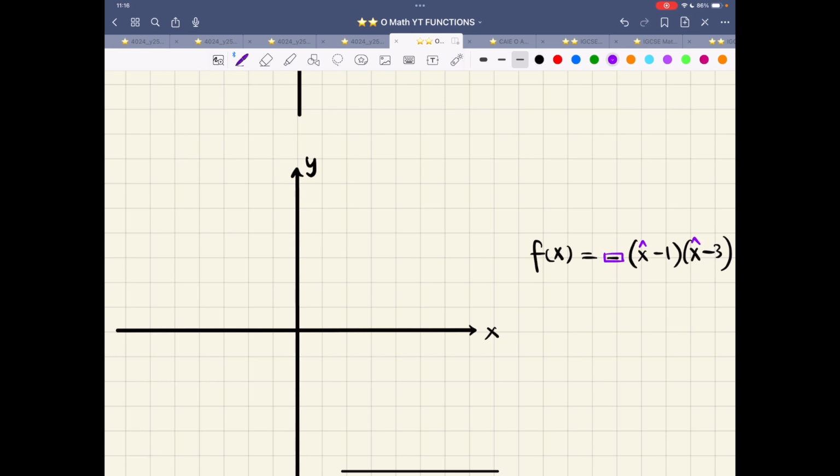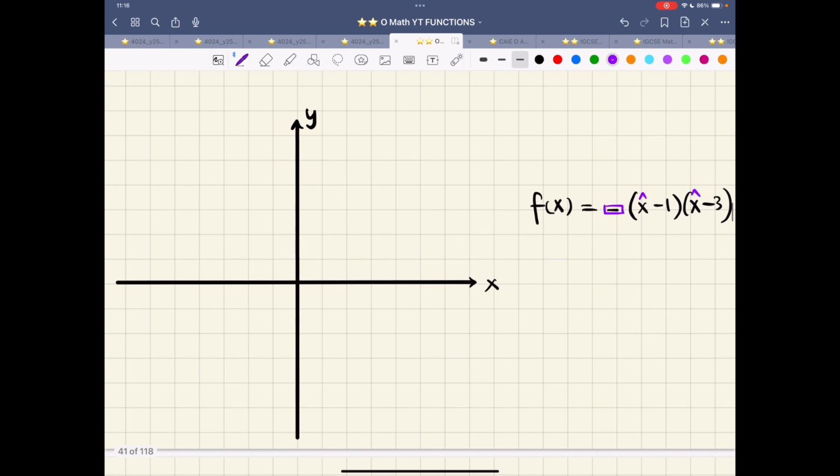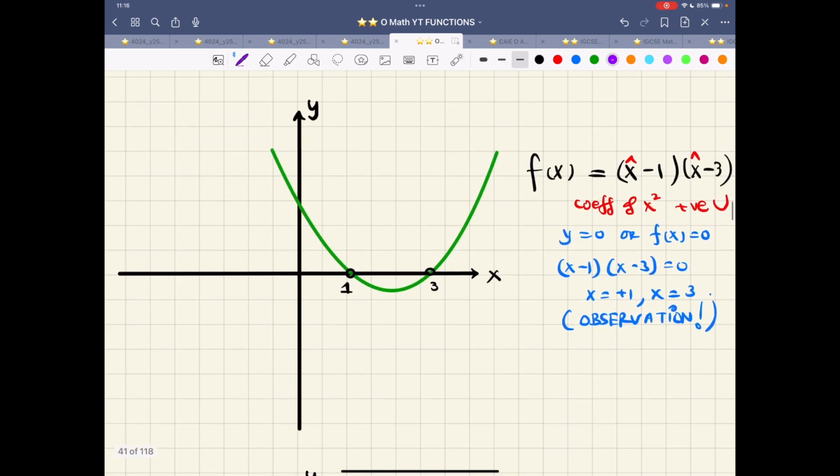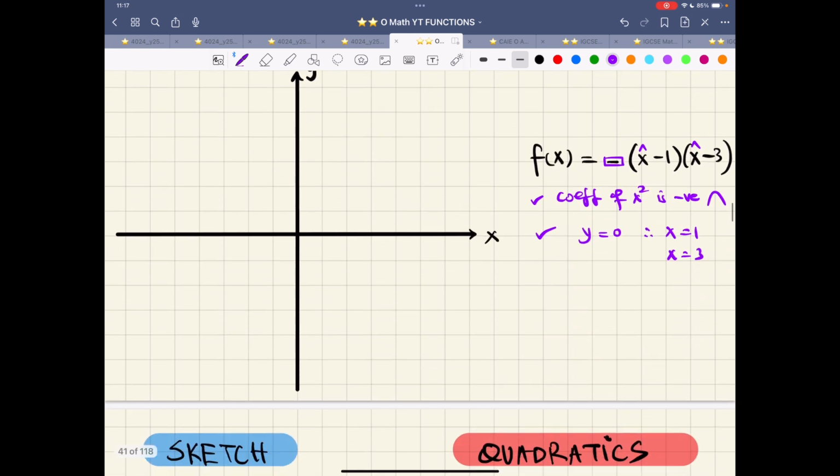X is positive, but because of the negative sign, I'll write coefficient of x squared is negative, therefore it's upside down. And the next thing that I'll write, y is equals to 0, therefore x is 1 and x is 3. So it's the same as this, but it's upside down. So let me draw it over here. So it goes like this and let me mark it down. This is 1, this is 3, but it's upside down.